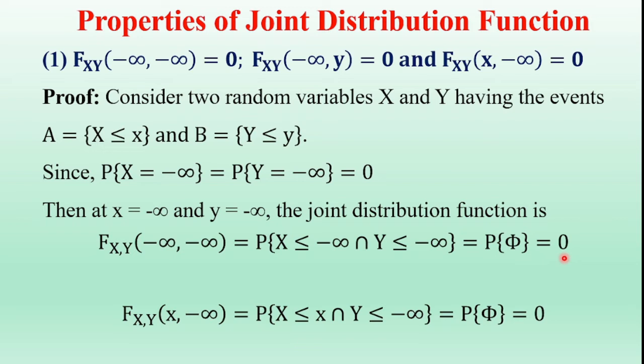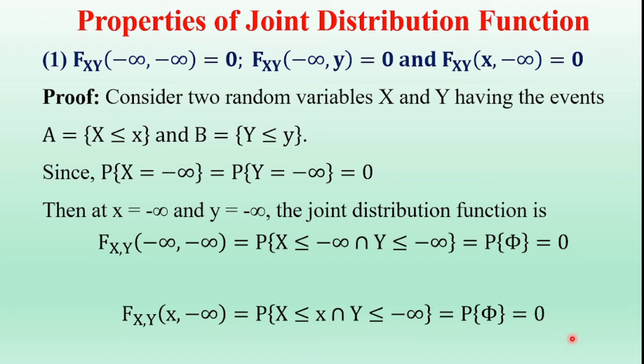So similarly, in the definition of joint distribution function of the random variables X and Y, substitute x is equal to x and y is equal to minus infinity. The joint distribution function is F_XY(x, minus infinity) is equal to probability of X less than or equal to x intersection Y less than or equal to minus infinity. So X less than or equal to x intersection Y less than or equal to minus infinity is the null set, that is phi. Probability of phi is 0.